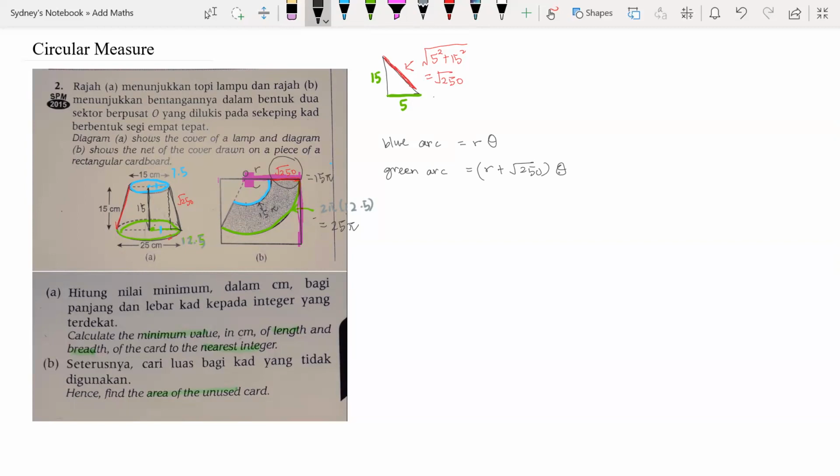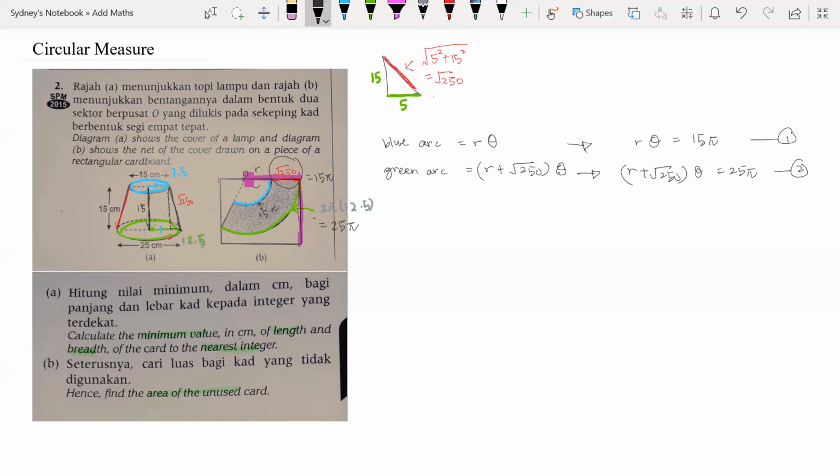And we equalize it to the value that we found using the formula of circumference. That means for this one, we also have R theta equals to 15 pi, and R plus square root of 250 theta equals to 25 pi. We have two variables over here, okay, one is the R and one is the theta. To have two variables, we need to have two equations to solve this. So just nice, we have equation 1 here and equation 2 here.